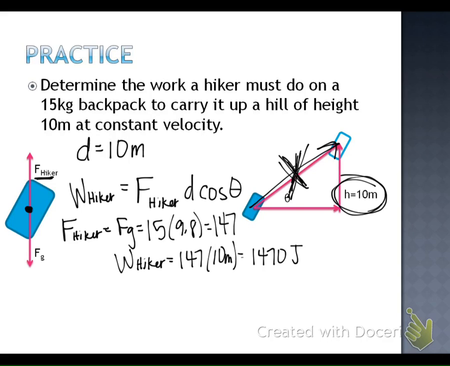Very good. Now work done by gravity will be pretty much the exact same thing, because our force due to gravity is the same, just in the opposite direction. So our force for gravity is negative 147 times 10 meters. It's still going upward 10 meters, so our displacement is still positive 10. If our work done by the hiker is 1,470 joules, and the work done by gravity is negative 1,470 joules, what's our overall net work? 0 joules.